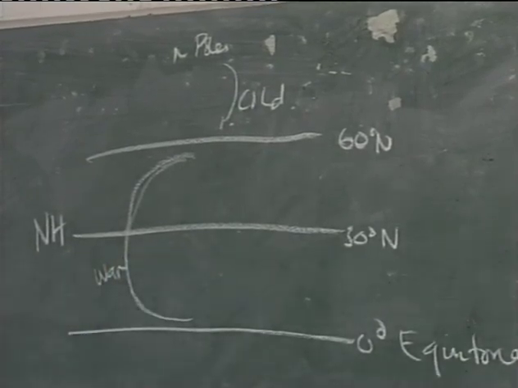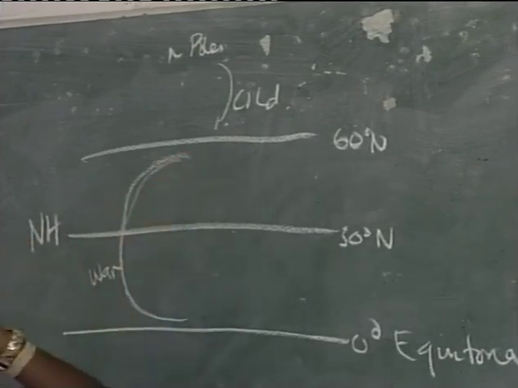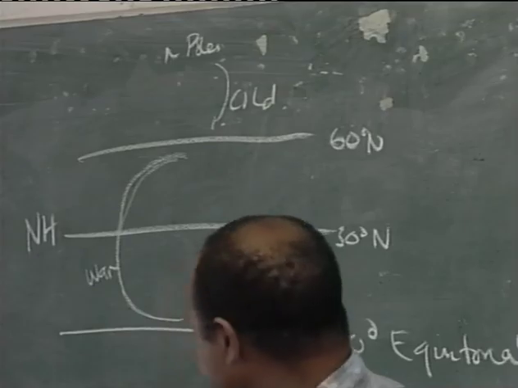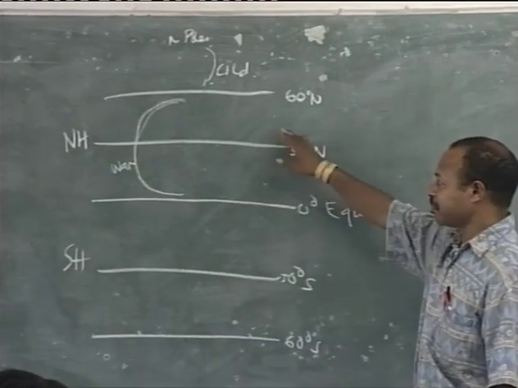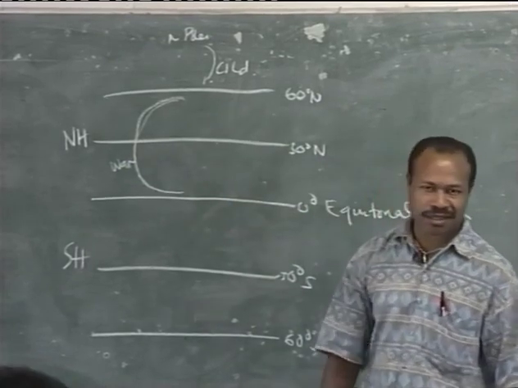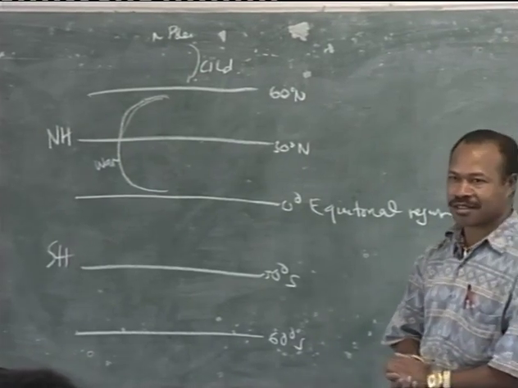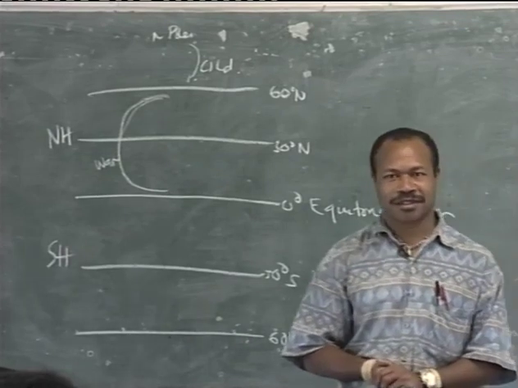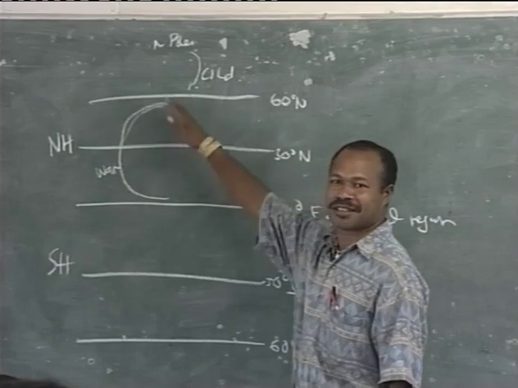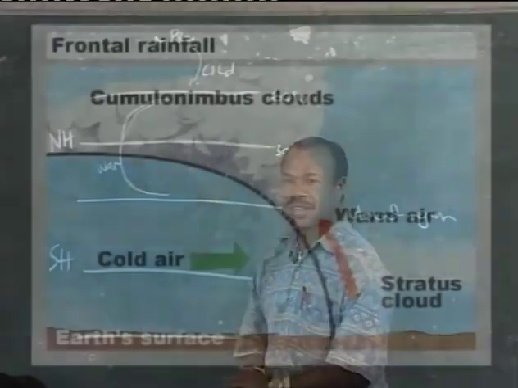So what happens here is that they meet at this point, around 45 degrees to 60 degrees north and south of the equator. The warm air comes and meets the cold air. Which one is denser? The cold air is denser. Does it rise? No, the warm air is the light one. So when it comes, it rises over the cold air, and that's how the frontal rainfall is formed.